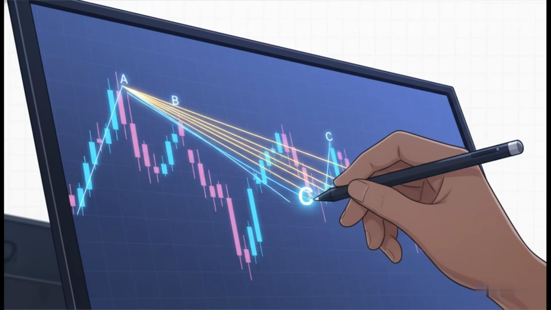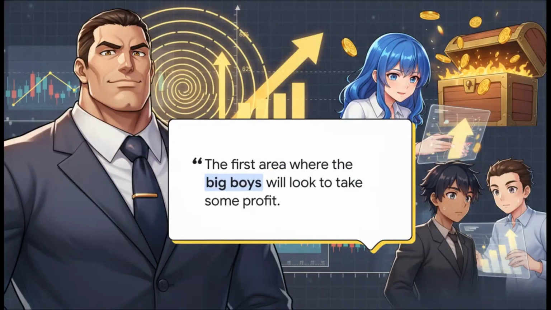So you might be asking, why this 50% to 62% zone specifically? Well, it really comes down to market psychology. As the quote here says, this is often the first place where the big players, the institutions, are going to start taking some chips off the table. It's just a logical spot for them to lock in some gains, and that's why we so often see the price react right at that level.